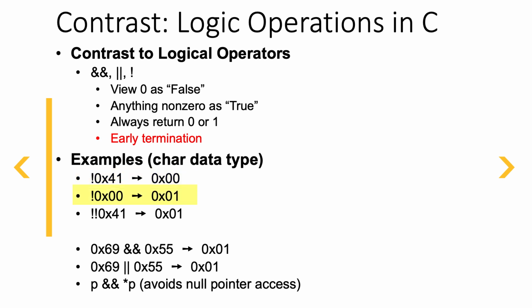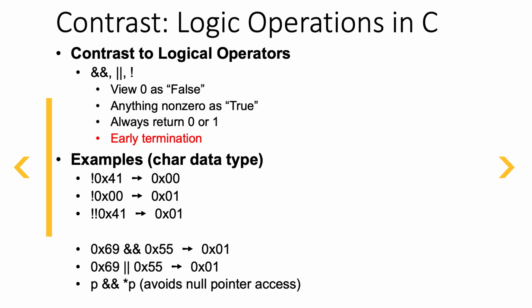If we do a not of 0, we don't get FF like we did last time because we're not doing this bitwise. A logical not of 0 just evaluates to 1 because 0 is false, therefore it comes out true. If we double not, so we apply not to 41 and we get a false or a 0, then we apply not to that 0, we get back a 1, right? So these are simple logic operations. They don't go bitwise. It's just true and false.